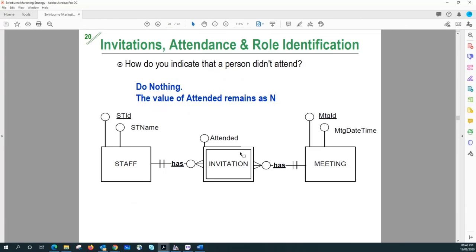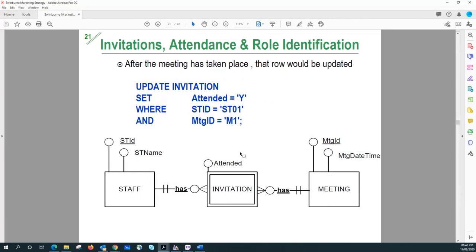But if a person attended that meeting, I can run an update statement. I can update that particular row and replace N with Y. So I can run update invitation set attended = Y where the staff member and the meeting ID match. That is what I can do.